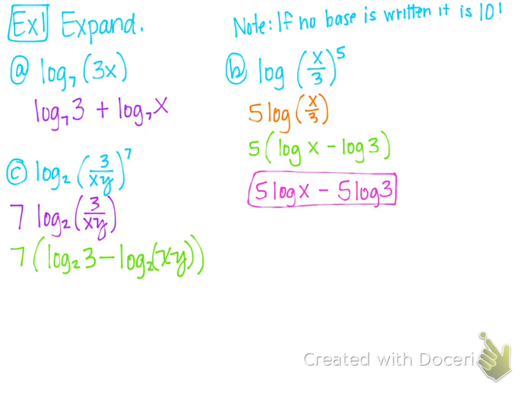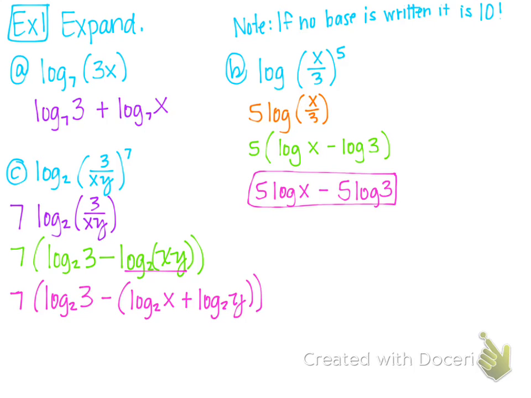So now we need to go back and we need to use the product property with this expression right here. So 7 times log base 2 of 3, I haven't touched that, minus, and we need to use parentheses here, log base 2 of x plus log base 2 of y.